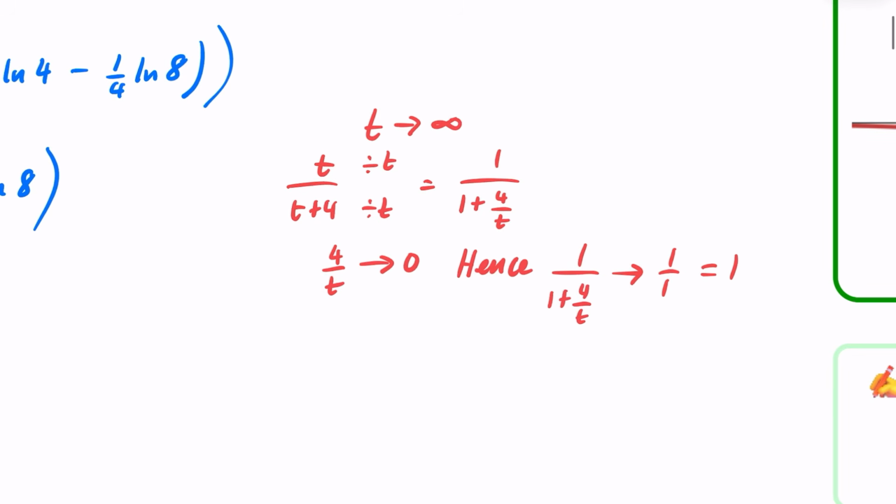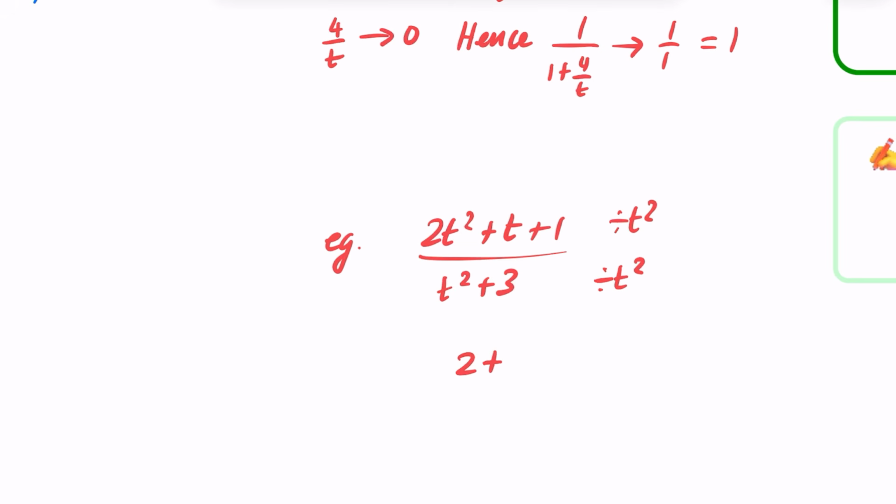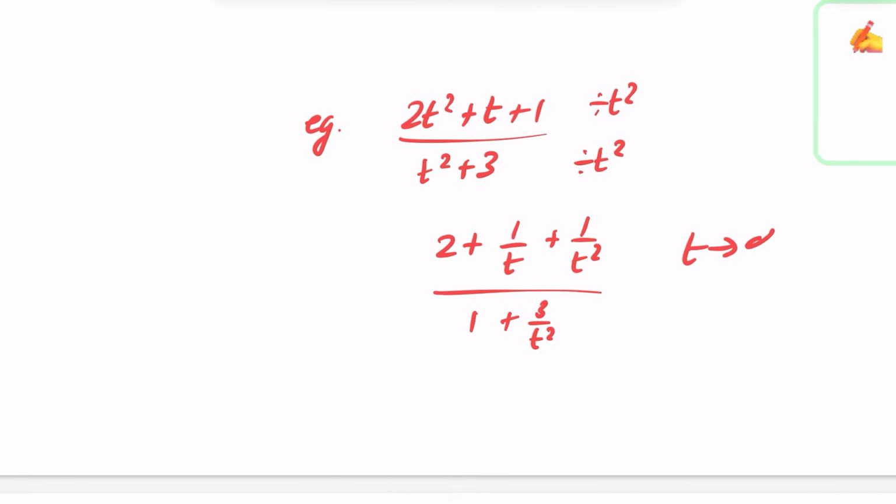So this technique, if you ever want to figure these things out, you can divide through by things. For example, if we had something a little bit different, 2t squared plus t plus 1 over t squared plus 3. This time, instead of dividing by t, we could divide by t squared, so that we get 2 plus 1 over t plus 1 over t squared, and then 1 plus 3 over t squared. Very quickly we can see that as t goes towards infinity, these terms all go towards 0, so the overall thing is just going to go towards 2 divided by 1, it just goes towards 2. So this technique of dividing through can be helpful.